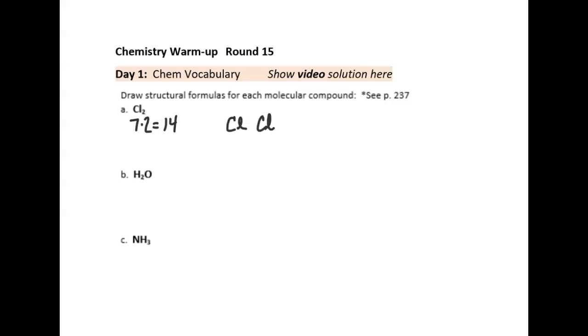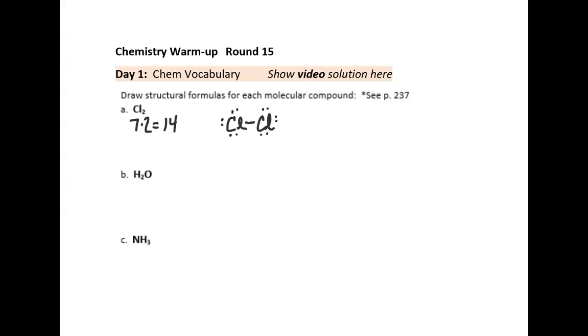a complete octet. The first thing that we can do is put a shared pair of electrons between them by drawing a dashed line representing a covalent bond. That single dashed line is 2 electrons. Now, working in pairs, let's put the additional electrons around the atoms. These pairs of dots are called unshared electrons. Here is the structural formula for a chlorine molecule.